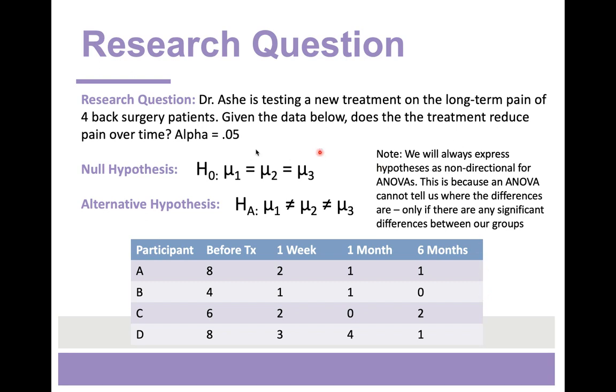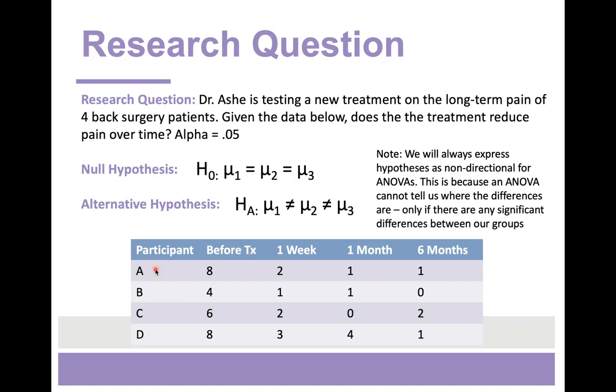So our research question: Dr. Ash is testing a new treatment on long-term pain of 4 back surgery patients. Given the data below, does this new treatment reduce back pain over time? Alpha equals 0.05. So we always express our hypotheses as non-directional. The null is that there will be no change over time.